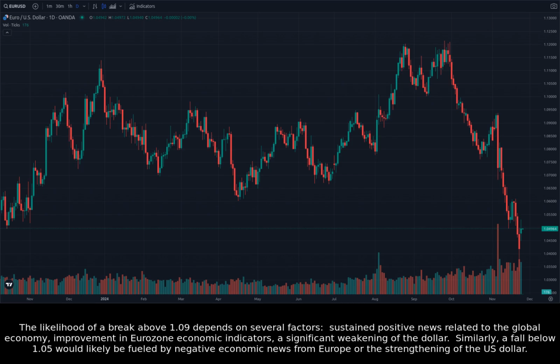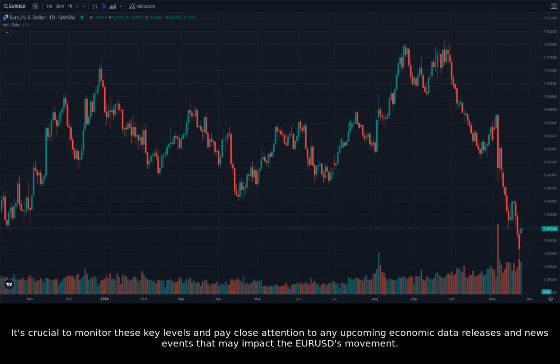The likelihood of a break above 1.09 depends on several factors: sustained positive news related to the global economy, improvement in Eurozone economic indicators, a significant weakening of the dollar. Similarly, a fall below 1.05 would likely be fueled by negative economic news from Europe or the strengthening of the US dollar. It's crucial to monitor these key levels and pay close attention to any upcoming economic data releases and news events that may impact the EURUSD's movement.